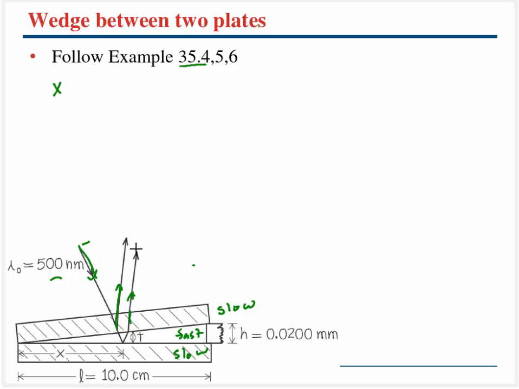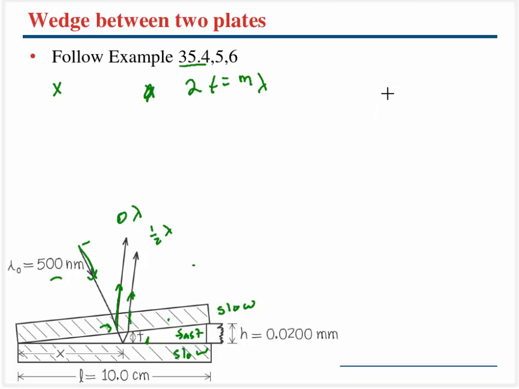So what that means is here we have a slow-fast junction, so there's going to be no phase shift. This one is going to be a fast-slow junction, so there's going to be a half wavelength shift. So we use the description for destructive interference where there is a phase shift. We're going to say 2 times the thickness is going to be equal to m multiplied by lambda.